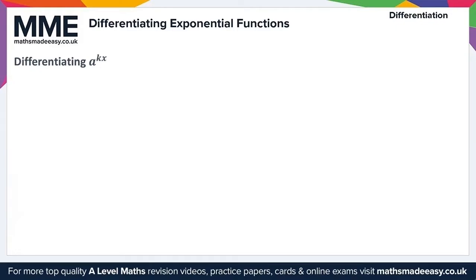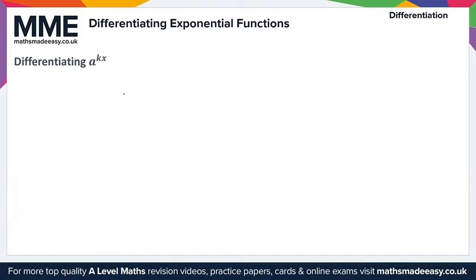To start with, let's take a look at how we would differentiate a to the kx. Let's just note that a and k are real numbers here. We could actually prove this result using implicit differentiation. However, for this video, we won't be concerned with proving this result, just stating it.